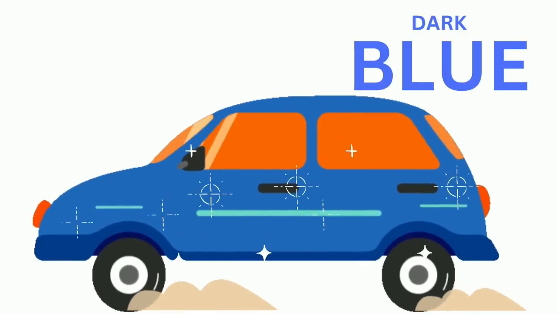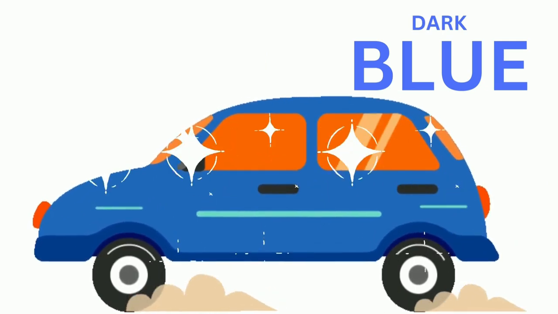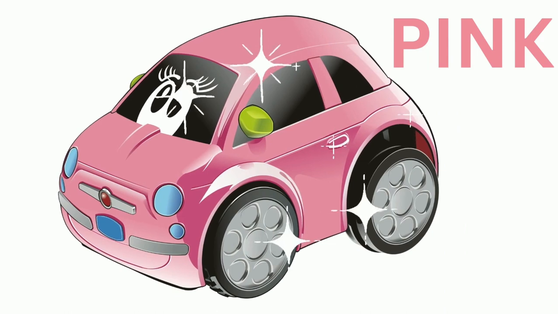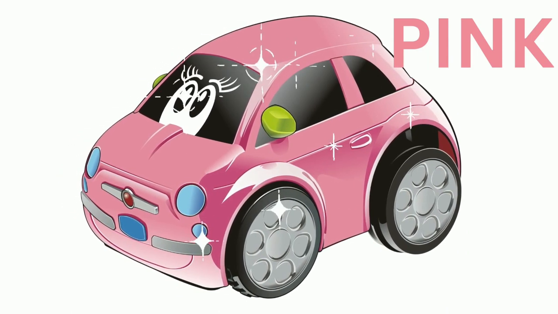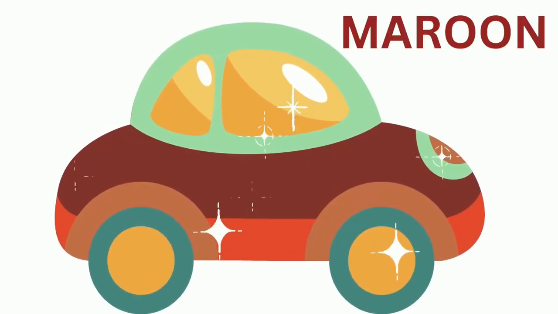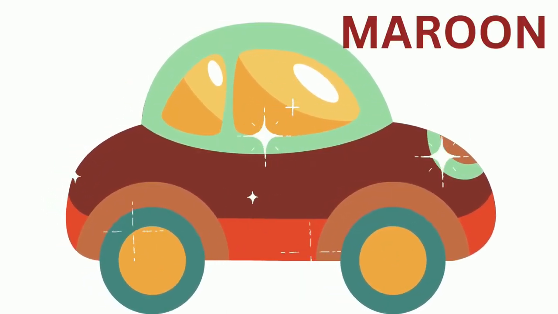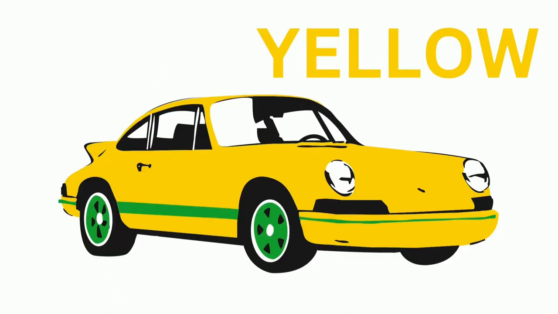Blue car, wow, a speedy blue car, dark blue color, B-L-U-E. Again, a pink car, wow, P-I-N-K, pink. Maroon car, wow, it is very small, M-A-R-O-O-N, maroon. Again, a yellow car, it is very big car.